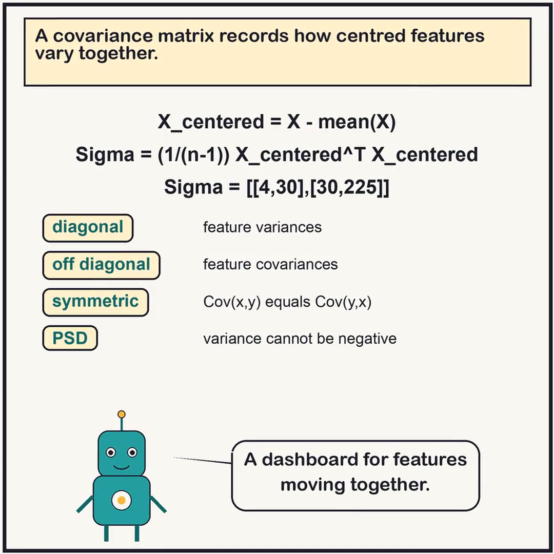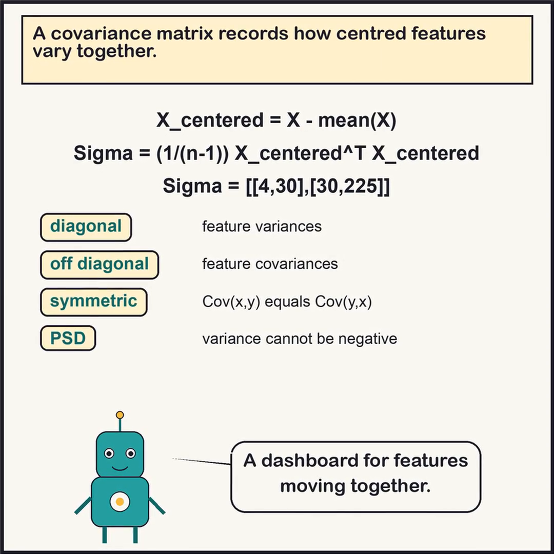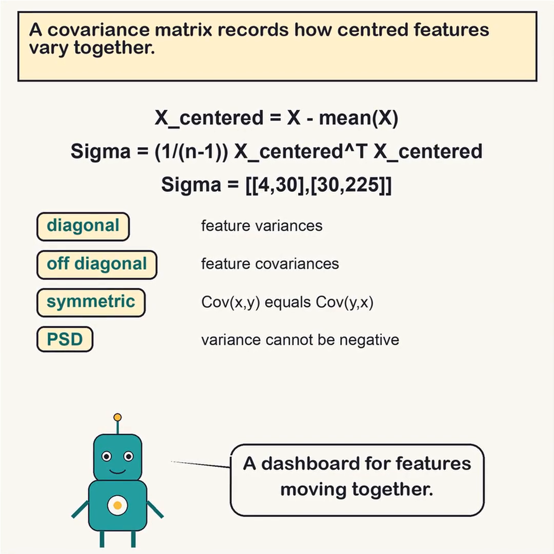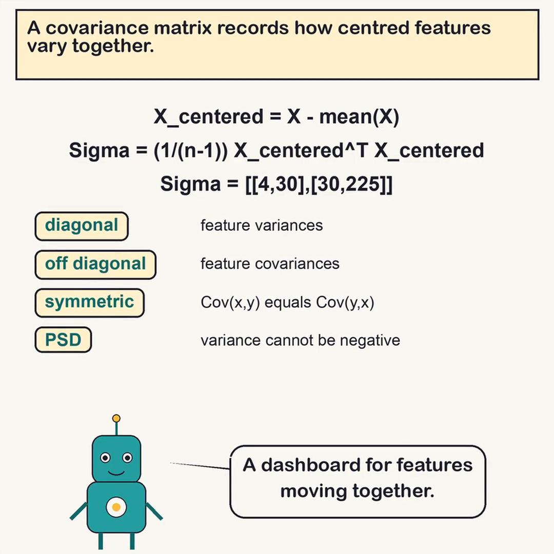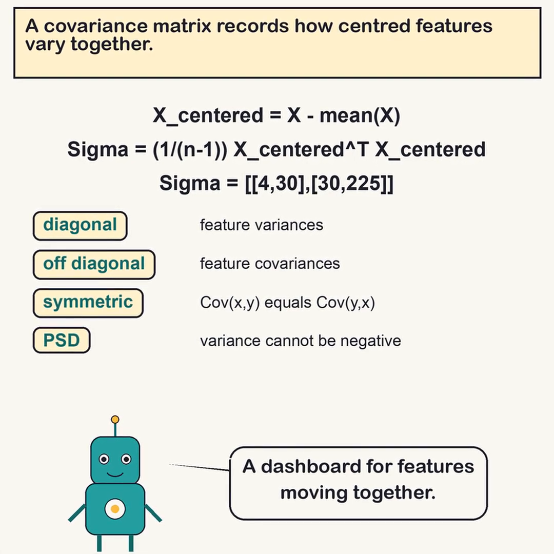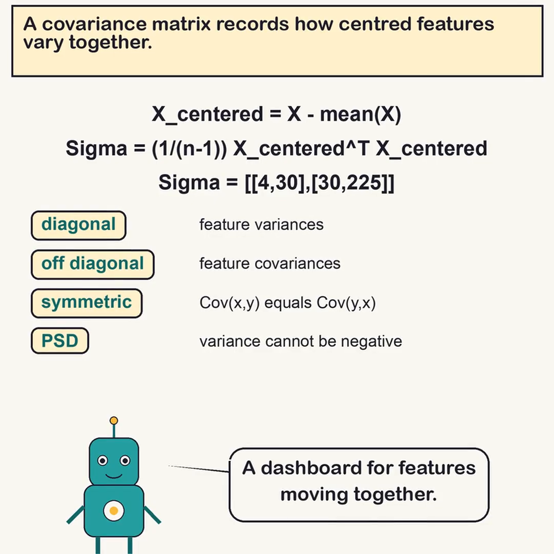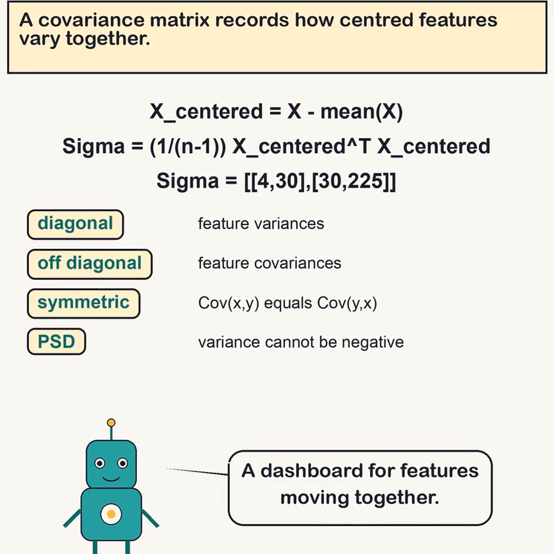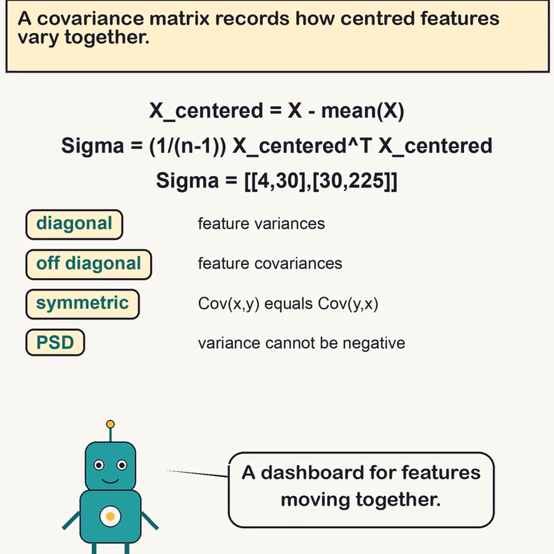A covariance matrix is built from centered data. The diagonal stores variances. Off-diagonal entries store how features move together, and the whole matrix is symmetric positive semi-definite. Real-world analogy. Covariance is like a dance chart showing which dancers move together, apart, or independently.